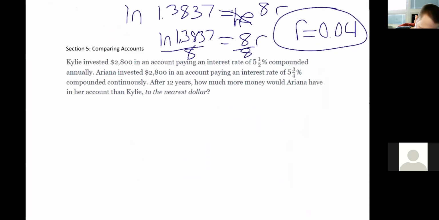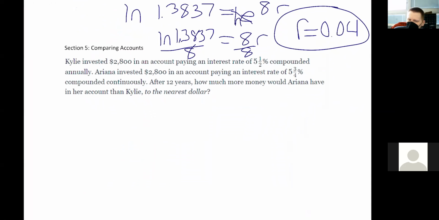Okay, and then the last section you're going to see in Delta Math is they're going to give you 2 different cases of people with a bank account. Basically you're just going to try and figure out how much more money someone made than the other. This is a common type of question you might see that might have you compare different accounts to see who would make more. So in this problem, we have Kylie, and she's compounded annually.